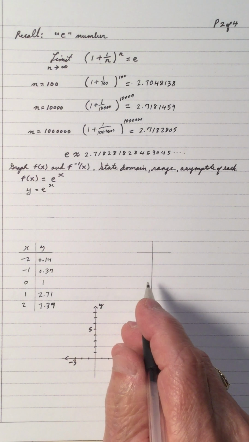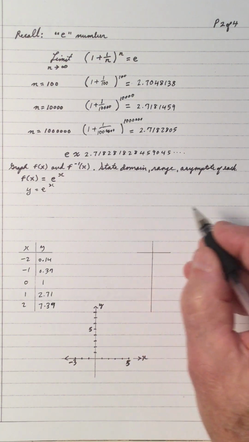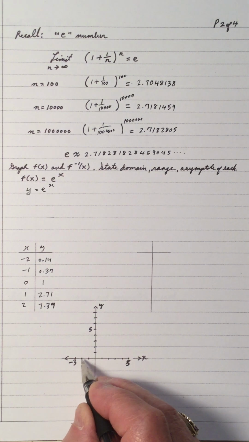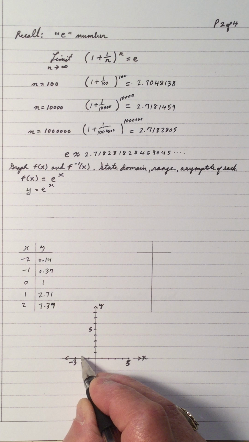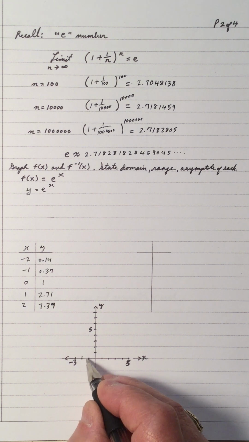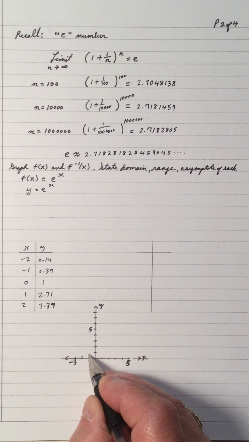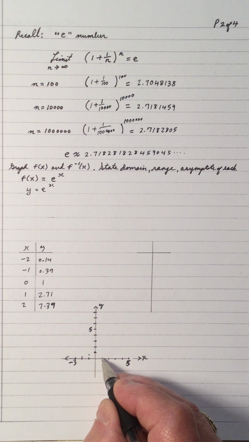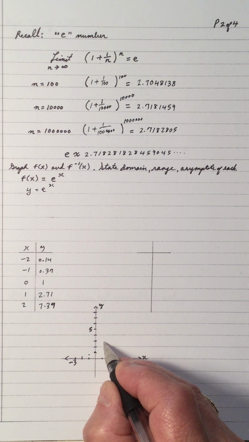Now I'm going to graph that. We'll remove the calculator and graph it. So the graph is down here. When x is negative 2, y is a very small value, so I'll put a little dot there. When x is negative 1, it's a little bit higher. When x is 0, y is 1. When x is 1, y is 2.7, so say close to 3.